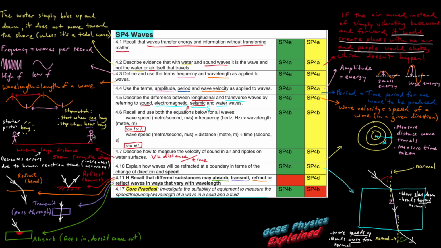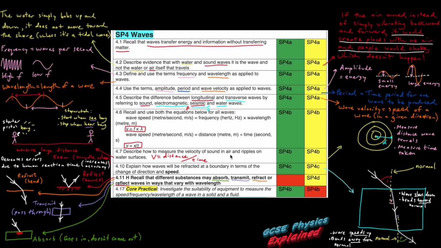Remember, the speed of sound is 1,000,000 times slower than the speed of light. Speed of light is 300 million meters per second. The speed of sound is just about 300 meters per second. 330, 340.